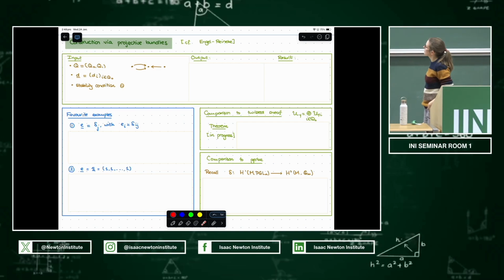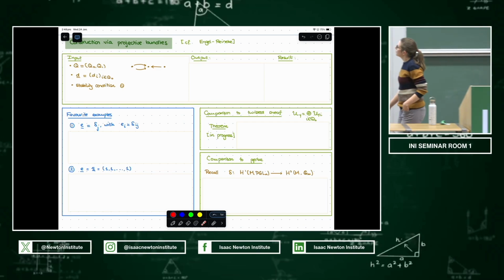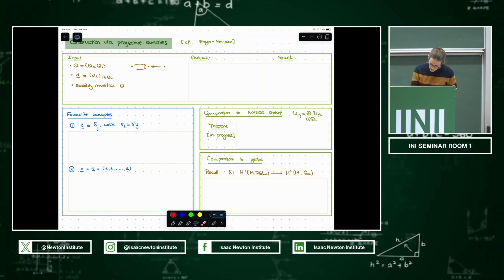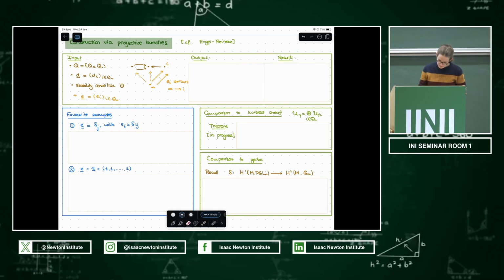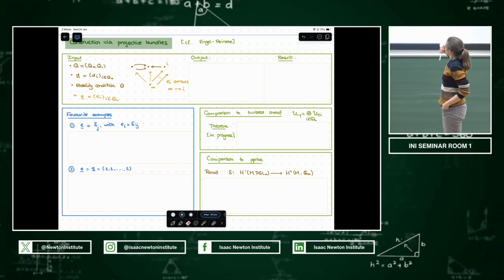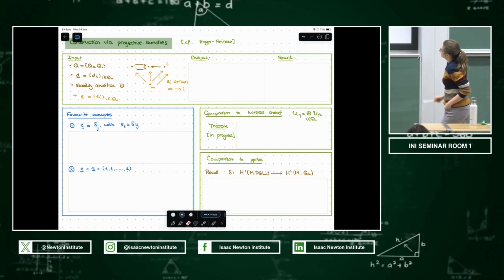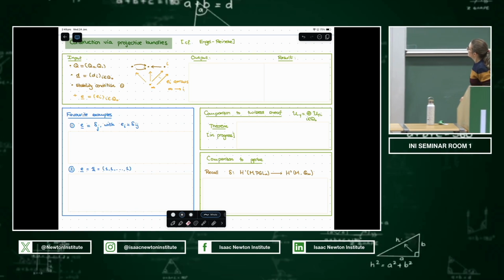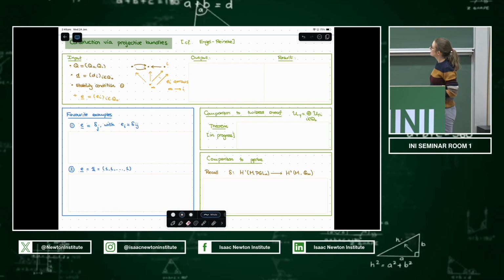So the input to their construction, they start with the same data that we have so far, Q and D and some stability condition. And then they add some extra data, which we're going to vary. So they choose an additional vector, E_i. They throw in an extra vertex, which they call infinity. And then for each vertex i, they throw in E_i arrows. So they build a new quiver. Great, that's our new quiver.